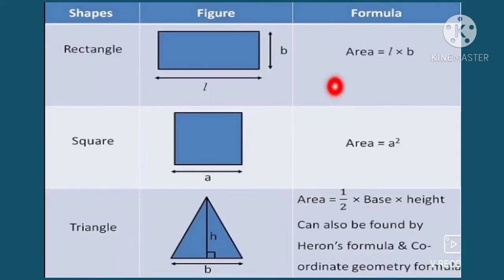The area of the rectangle is L into B square units, and the perimeter of a rectangle is 2 into (L plus B) units, where L and B are length and breadth of a rectangle. And square. The perimeter of a square is 4 into A units, and the area of the square is A into A square units. And here A is the side of the square. And triangle. Area of the triangle is half into base into height. And the perimeter of a triangle is the sum of the lengths of the 3 sides.